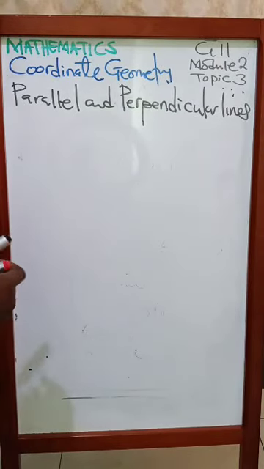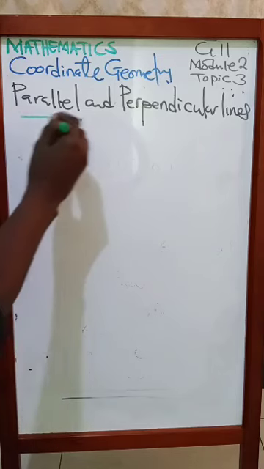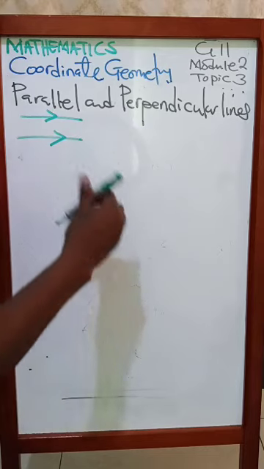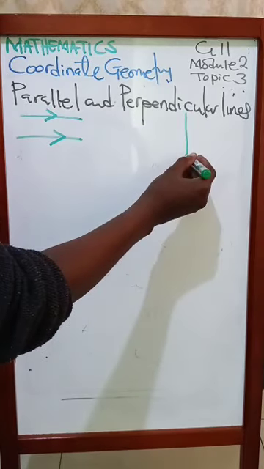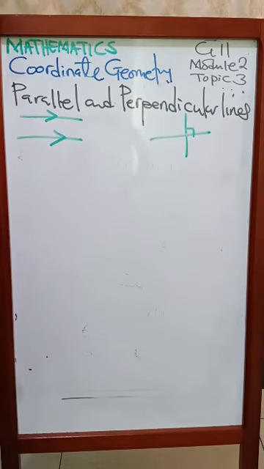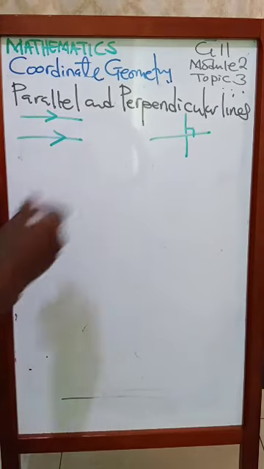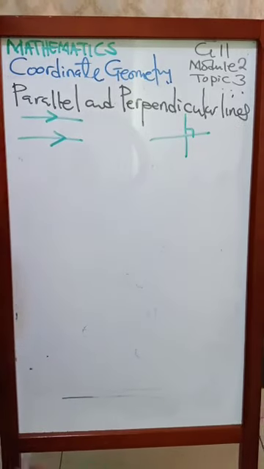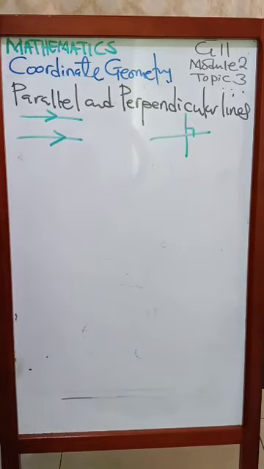When we talk about parallel lines, these are simply lines that don't usually meet. So these are parallel lines, and when two lines are perpendicular, they end up forming 90 degrees somewhere. So these are perpendicular lines, and these are parallel lines.